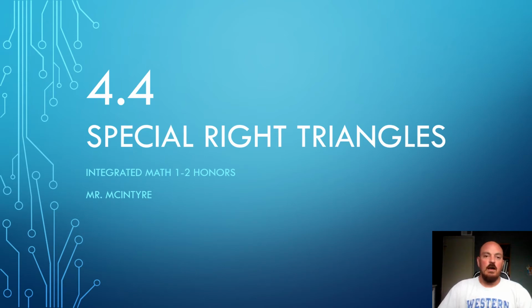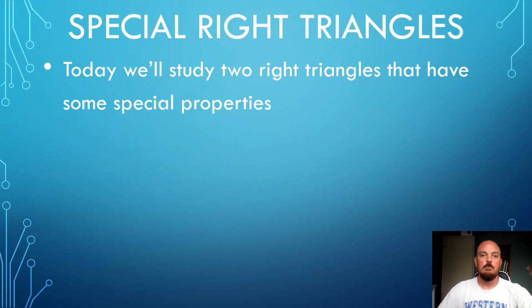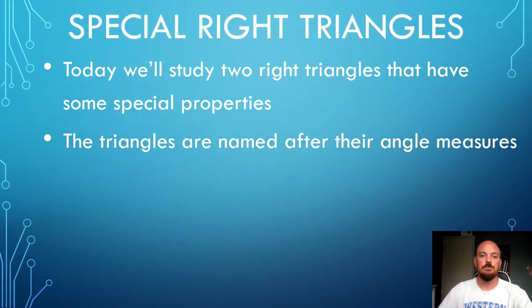Hi everybody. For Module 4, we're going to talk a lot about right triangles. And what we want to talk about for 4.4 is some special right triangles. So we're going to talk about two types of right triangles that have some special properties. That's why we call them the special right triangles.